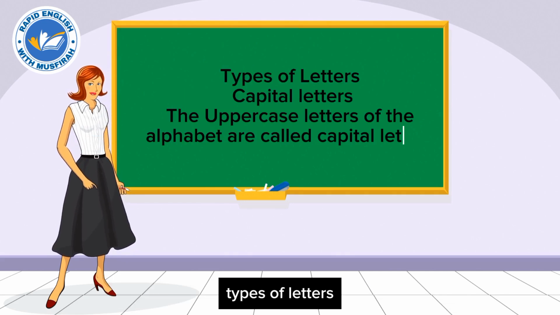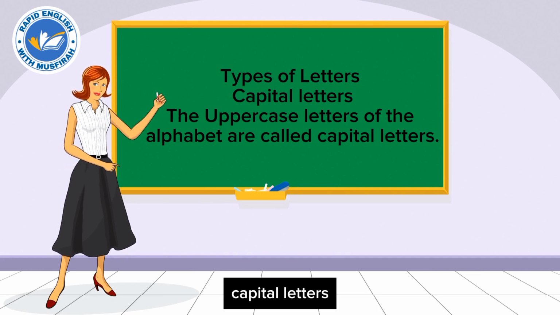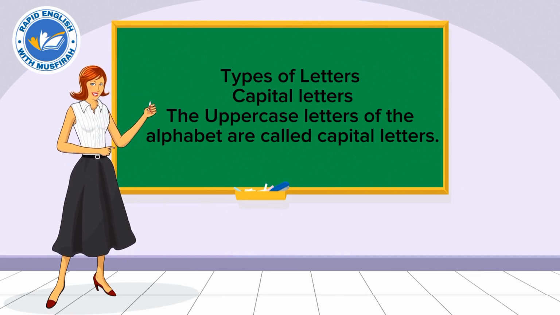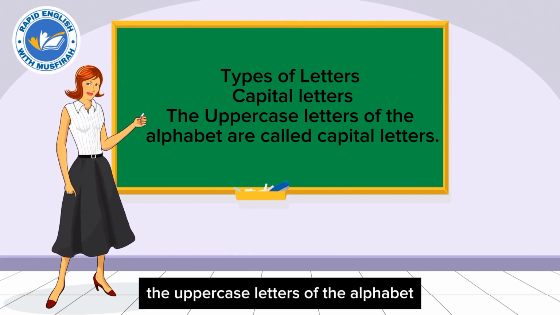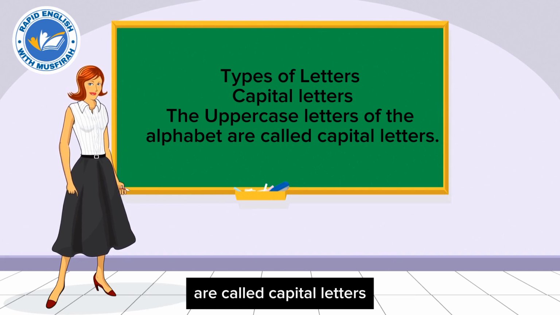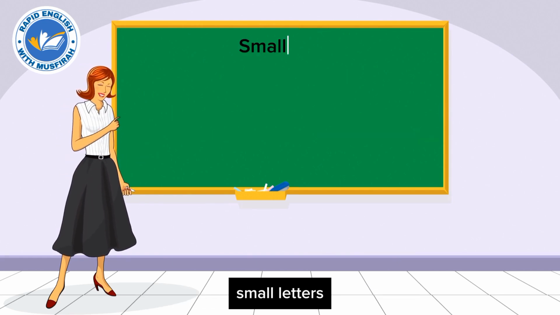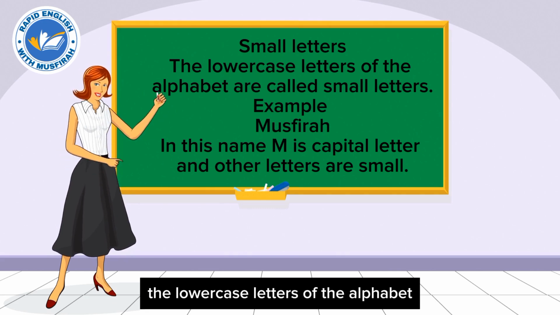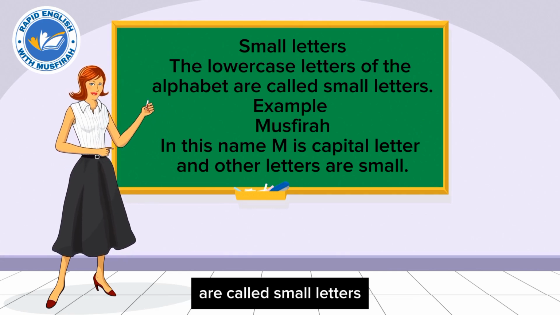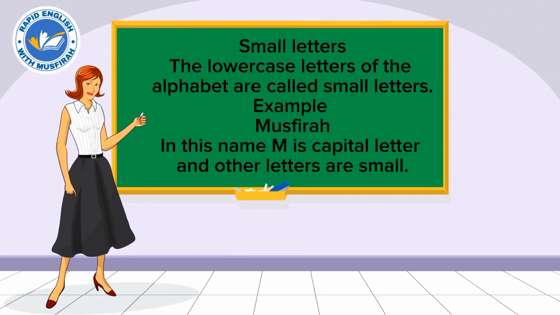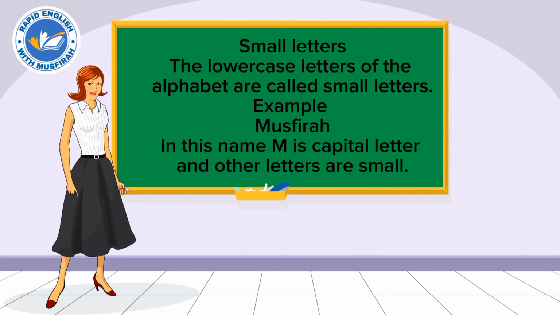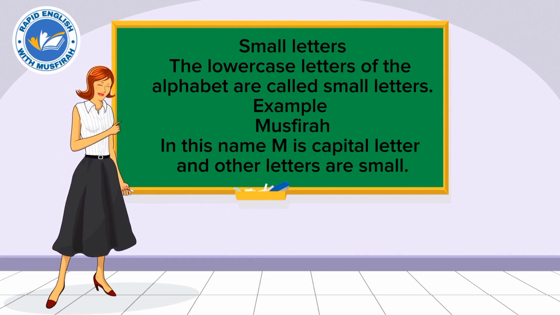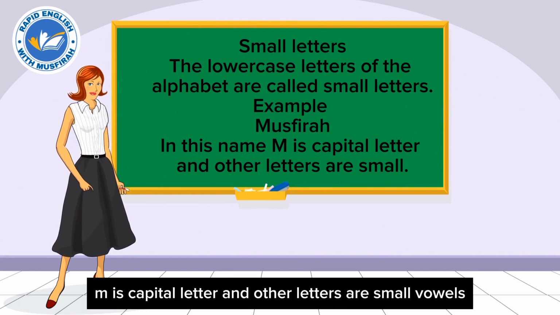Types of letters. Capital letters: the uppercase letters of the alphabet are called capital letters. Small letters: the lowercase letters of the alphabet are called small letters. Example: Musfirah. In this name, M is a capital letter and the other letters are small.